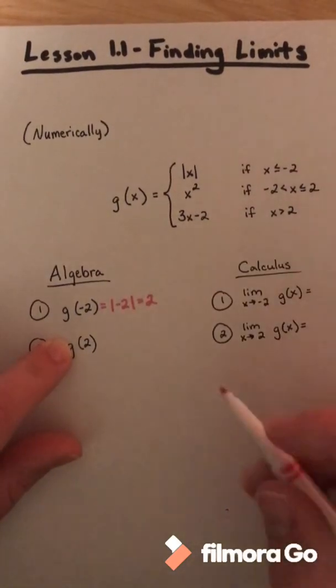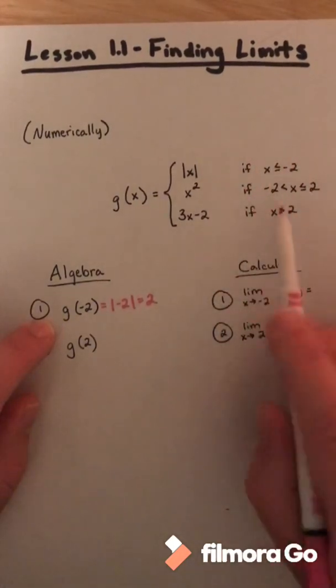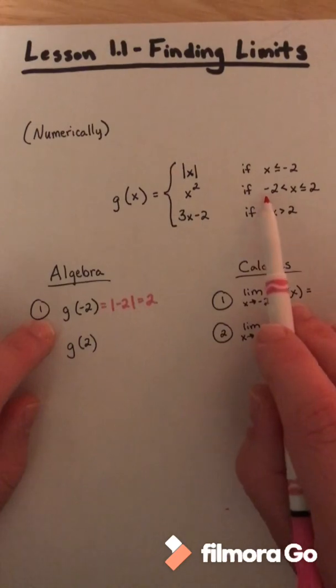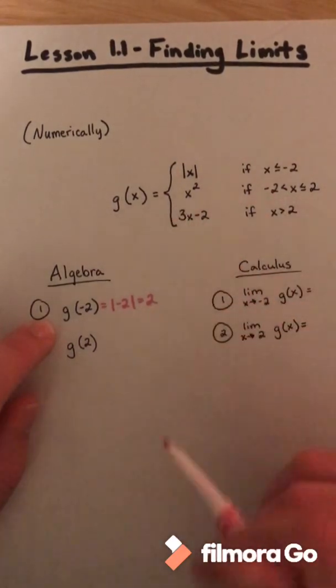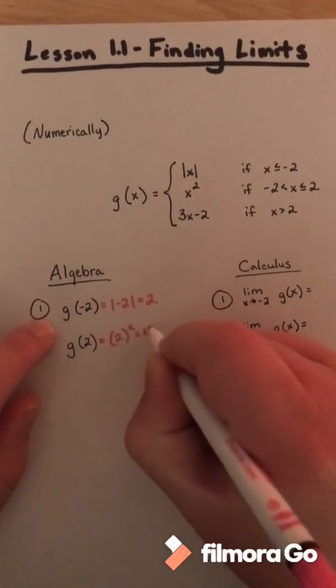For the other one, it says g of 2. So I'm going to look and say, okay, it's not less than or equal to -2. However, it is greater than -2 and less than or equal to +2. So I'm going to plug it into this middle one, which is x squared. So we're going to do 2 squared, which is 4.